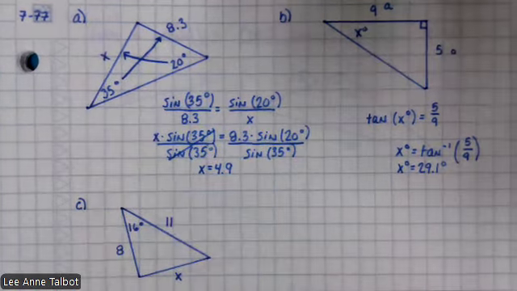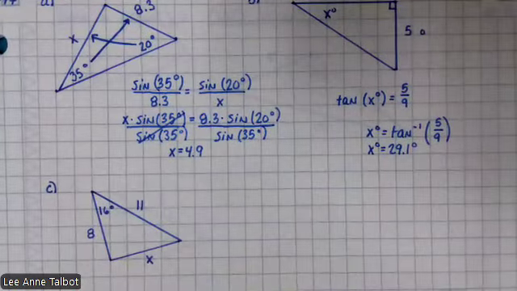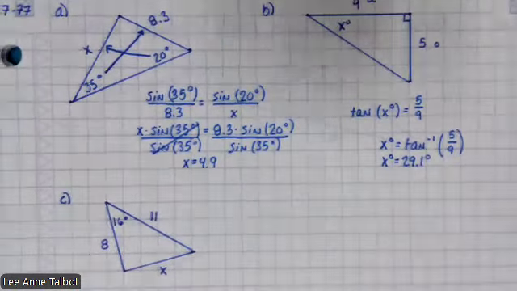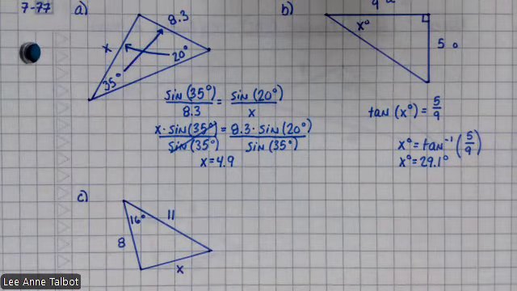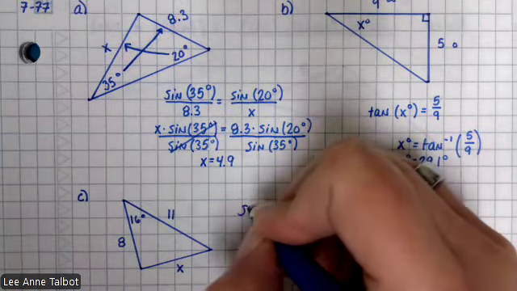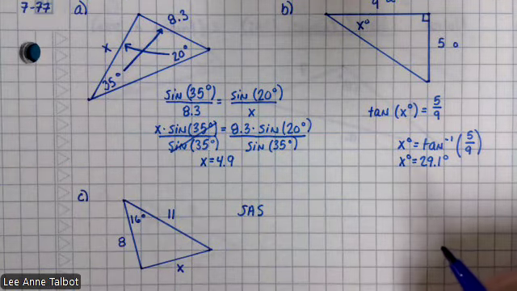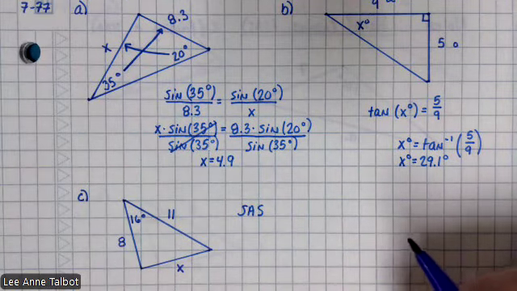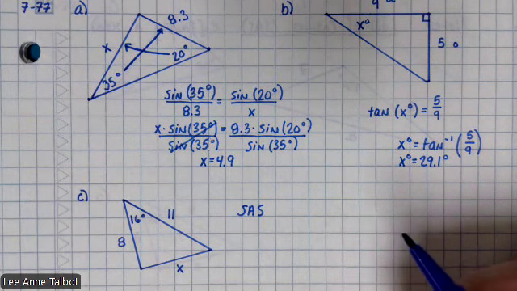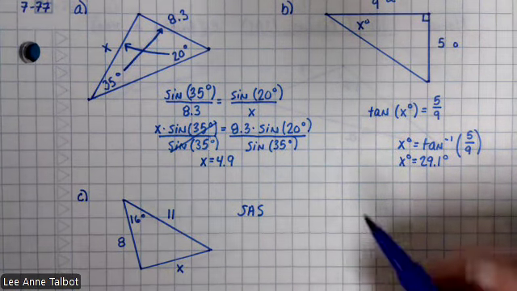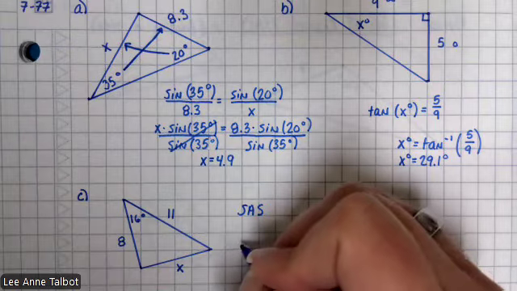Okay, last one. Okay, so think to yourself, can I set up a proportion for this? No, this is side angle side. Do you see it? Side angle side. And when it's side angle side, I cannot set up a proportion. I have to do law of cosines.